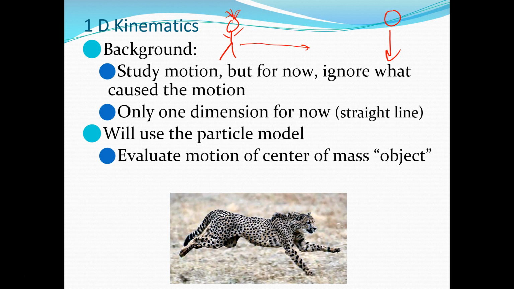And the center of mass is where your mass is sort of centered. A lot of times it's going to be at the center of an object. So for a person, it's right around our stomachs. For a soccer ball, it's right at the center of the soccer ball. We're just going to look at how the center of that object moves.